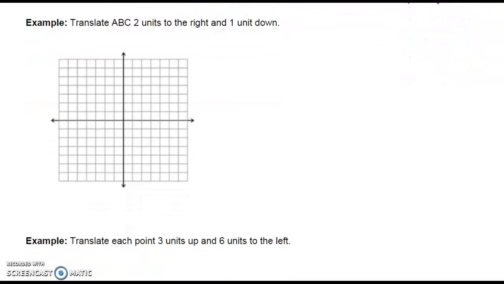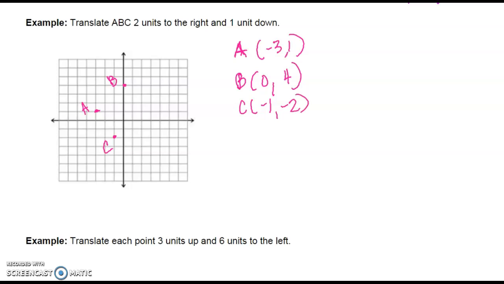Okay, so we're going to do one example together to start with. So translate triangle ABC 2 units to the right and 1 unit down. So triangle ABC, A, we're going to put here at -3, 1. So point A is at -3, 1. B is going to be at 0, 4. And C is going to be at -1, -2, okay? So here's triangle ABC.